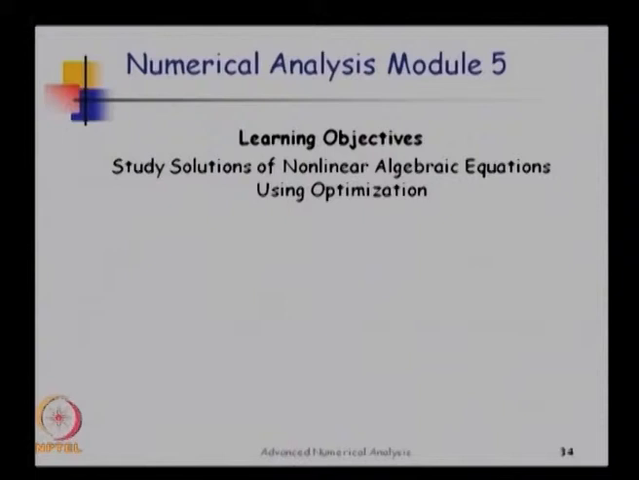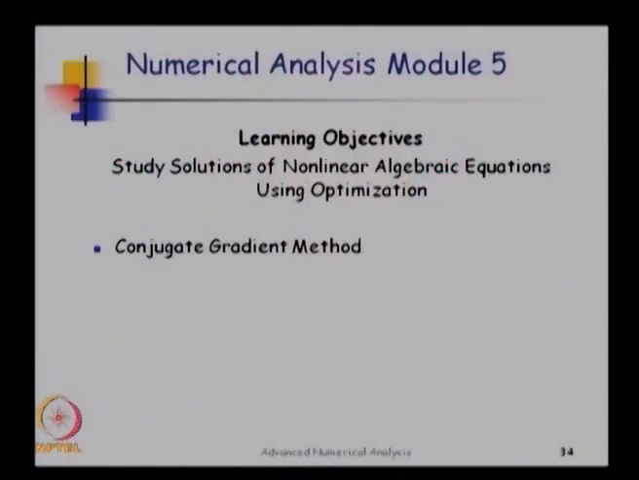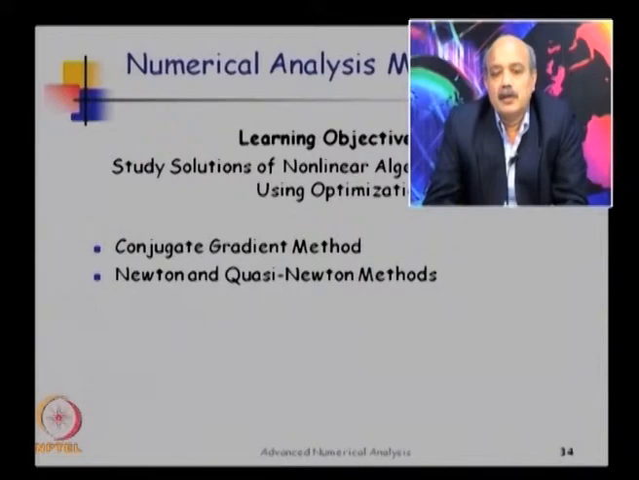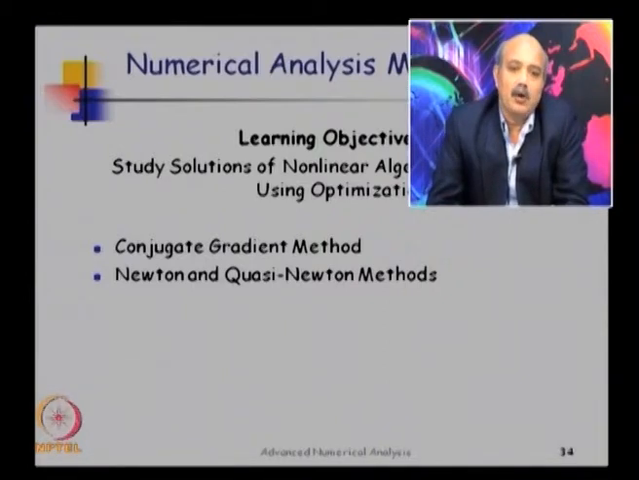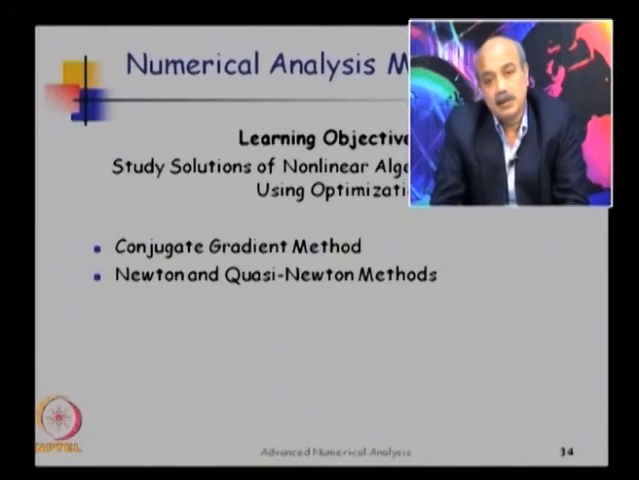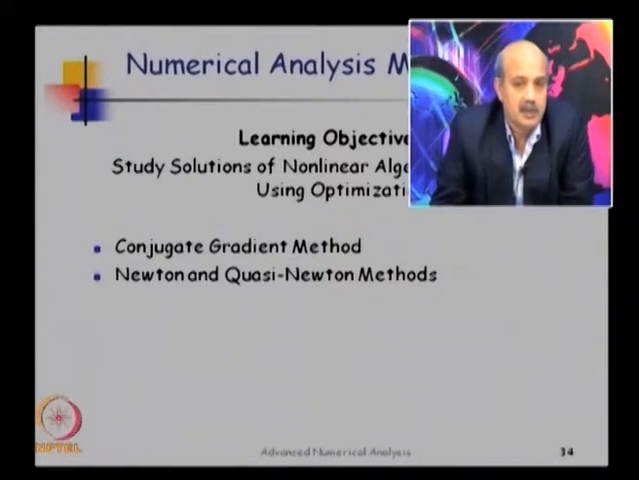We then move on to solving nonlinear algebraic equations using optimization. Numerical optimization is a powerful tool which is used for solving nonlinear algebraic equations. One of the popular methods in this class is the conjugate gradient method. So we will have a brief look at the conjugate gradient method. This is a gradient based method. There is a Hessian or second order derivative based method, which in this category is called Newton's method. We also have quasi Newton methods, which are again simplifications of Newton's method or Hessian based methods.